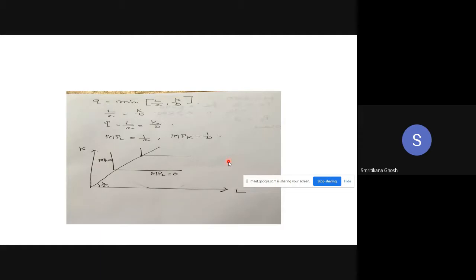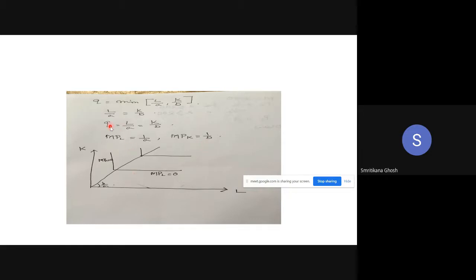Now, this is your isoquant. I have written the CRS fixed coefficient production function. Simple. Q is equal to the minimum of L by A, K by B. Now, if L by A is equal to K by B, then Q is equal to L by A and Q is equal to K by B as well. If they are equal to each other, then Q is equal to both. And in that case, MPL is equal to 1 by A and MPK is equal to 1 by B. Okay. Now look, this is a particular point of quantity.